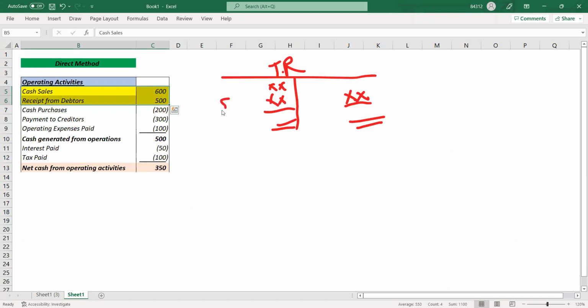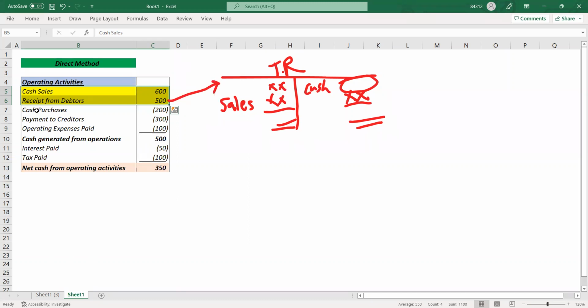Then you can find out the sales value from the income statement, and the difference will be the cash received from the debtors. So this is a simple trade receivable format, right? To get the receipt from debtors, you have to prepare the trade receivable account.